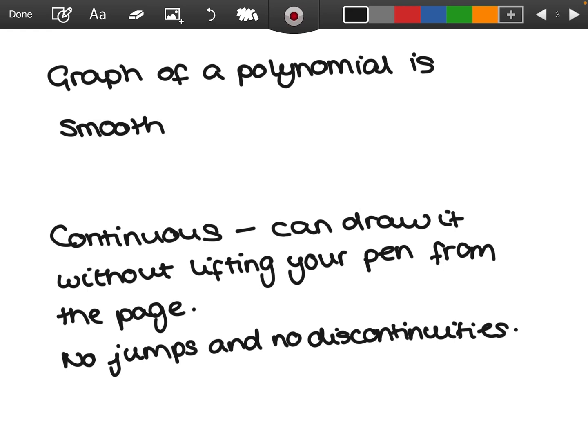Smooth basically means that there are no corners. You've got no cusps, you've got no corners in your graph. You can draw it as a smooth curve. So there are no cusps and no corners. Kind of like the definition says, it's a smooth curve.